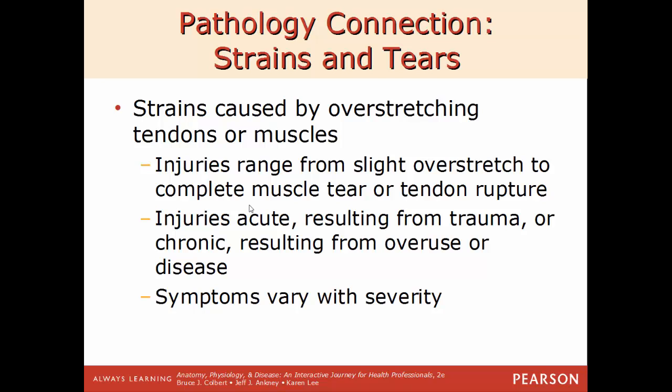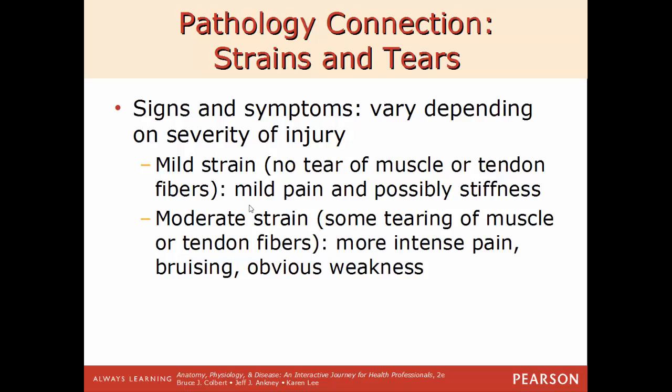So a sudden injury, such as a sports injury, or the prolonged, long-term effect of a repetitive motion can also cause strains and tears. And the symptoms will vary greatly depending on how severe the strain or tear is. With a mild strain, there'll be no tear of muscle or tendon fibers. There'll be some mild pain and some slight stiffness.